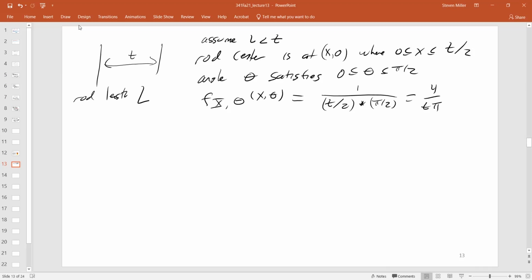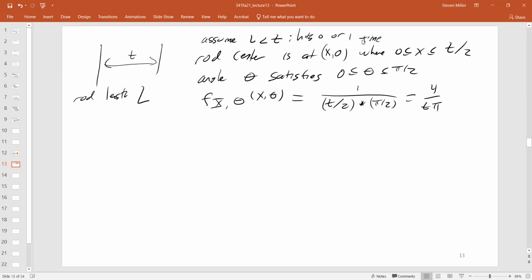So the rod length is less than the distance between the two. It can only hit once unless the rod happens to land perfectly aligned, in which case it hits infinitely often. But the probability of that happening is 0, so we're not going to worry about that. So the rod hits at most once. So it's 0 or 1 time. Okay. And now we need to calculate how often it hits.